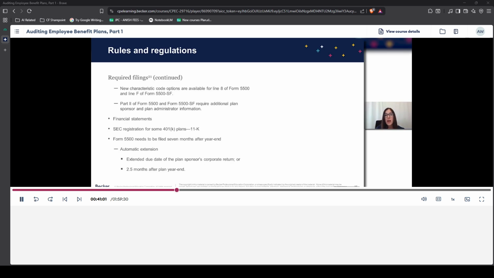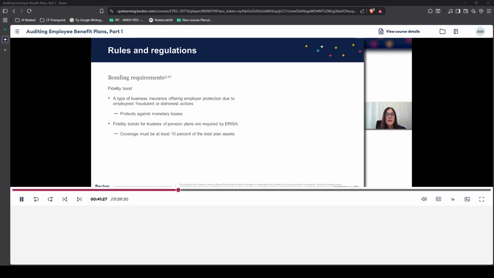But what cannot happen is that the plan sponsor gets to, let's say, September 10th and realizes that, okay, we're not going to have this ready by September 15th, and now we want the extension till October 15th. They can't do that, because the only way you can get that extension to October 15th for a calendar year-end plan is to file the Form 5558 by July 31st.